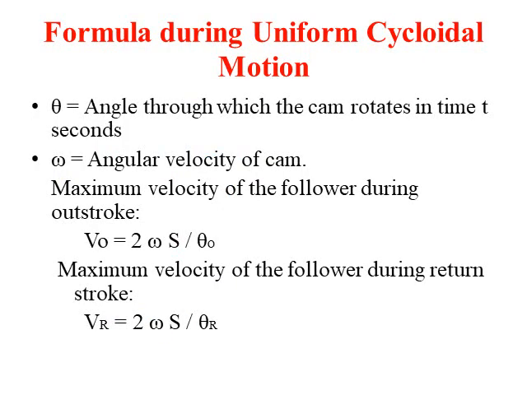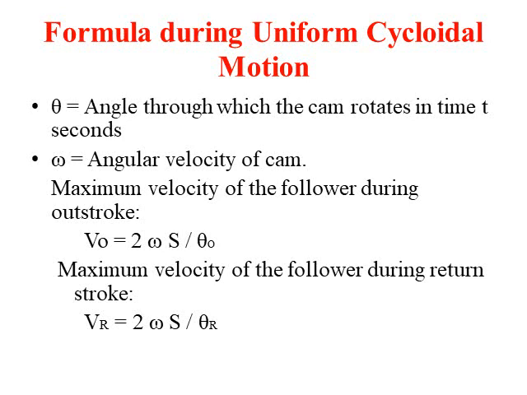We directly make use of these formulas. So here the notations are again the same. We have theta, which represents the angle through which the cam rotates in time t seconds. Then we have omega, that is the angular velocity of the cam. To calculate the velocity of the follower during the outstroke and return stroke, we make use of these formulas.